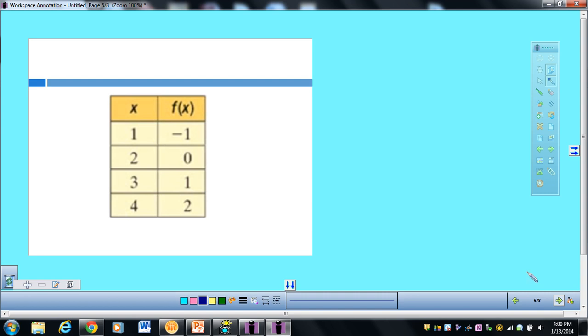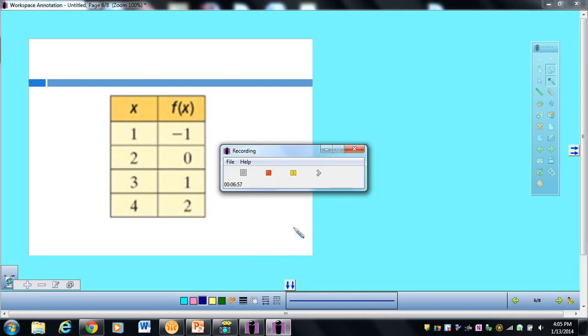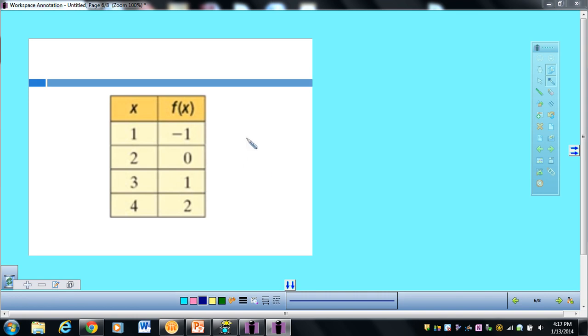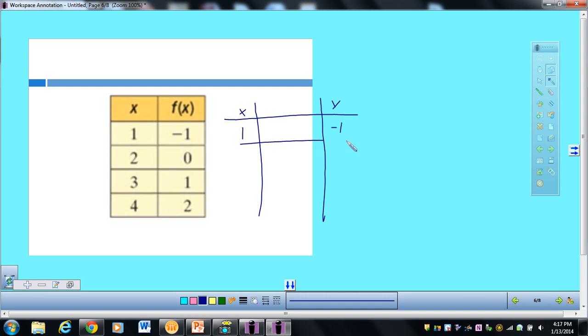Okay, let's go ahead and try another one. Okay, so here's the next one. So let's go ahead and make our table again. We'll put our x's here and our y's here. And we went from 1 to -1. We went from 2 to 0. We went from 3 to 1 and 4 to 2.